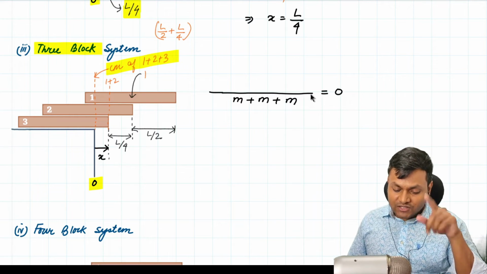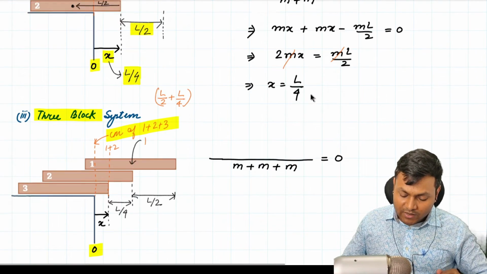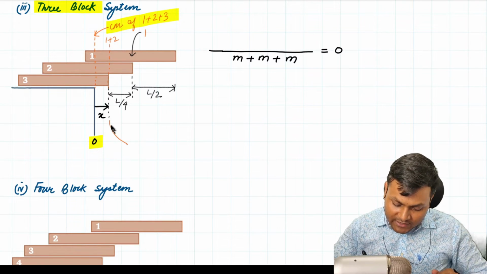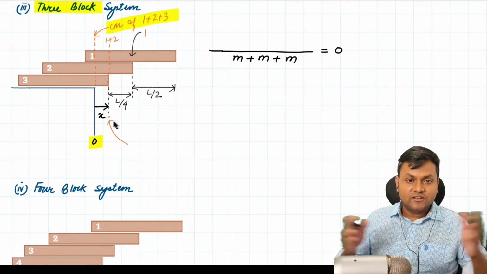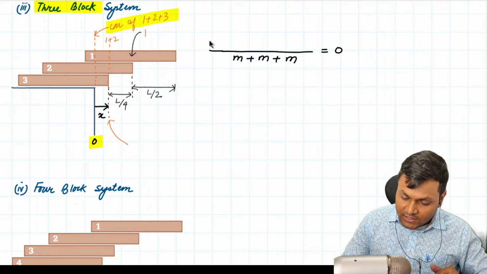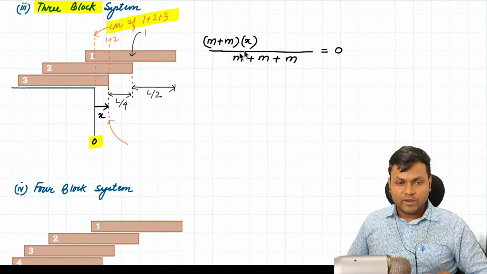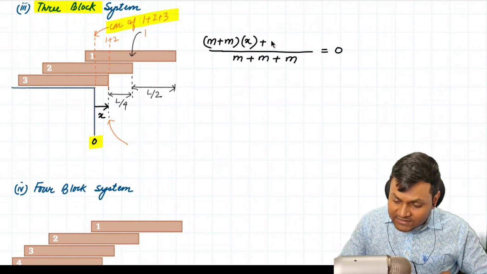Where is the center of mass of 1 and 2 combined, right? Based on our calculations previously, the center of mass of 1 and 2 combined is here. This is where the center of mass of 1 and 2 combined is. So that is, the center of mass of 1 and 2 combined is at a distance of x, where x is equal to 0.